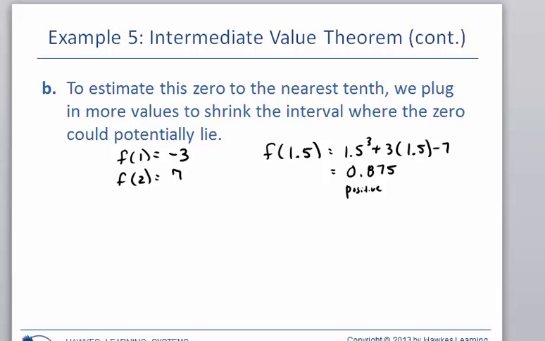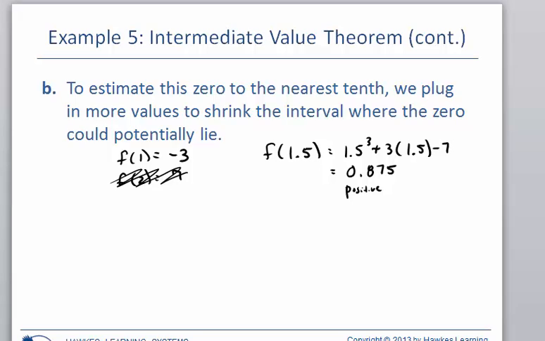So if we had used f of 1 being negative 3 and f of 1.5 being positive, we know that there was a sign change between f of 1 and f of 1.5. So the 0 has to be between 1 and 1.5. So we've sort of shrunk that interval where the 0 actually is.